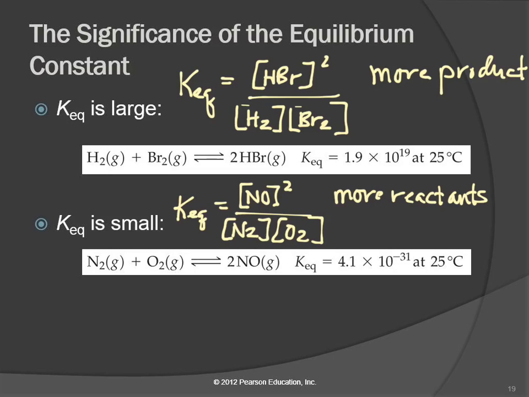So in our population analogy, if the equilibrium constant is large, that means that there's a lot of people living in Middle Earth and there's very few people living in Narnia. And a small equilibrium constant is the opposite. Lots of people in Narnia, very few people in Middle Earth. Any questions?